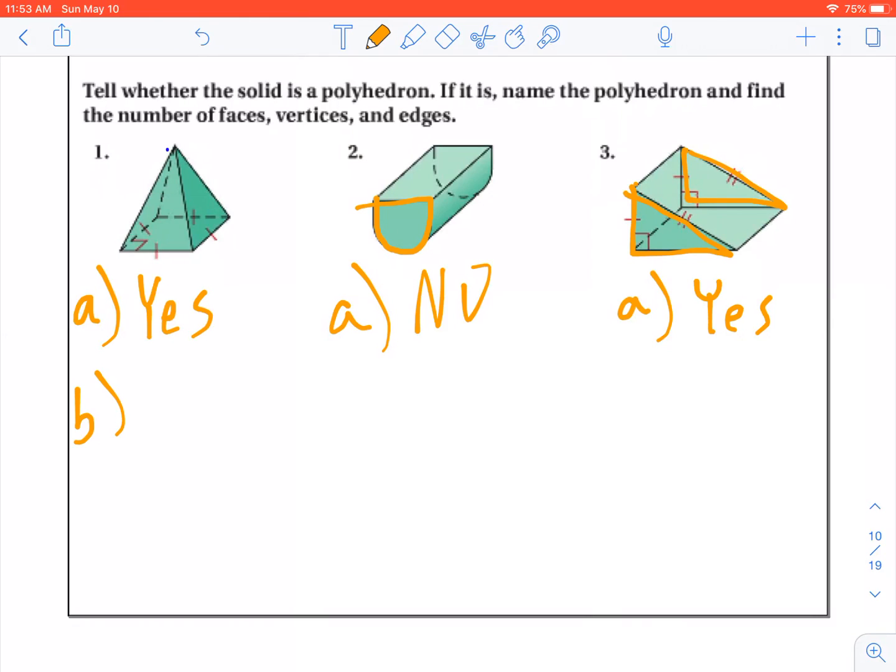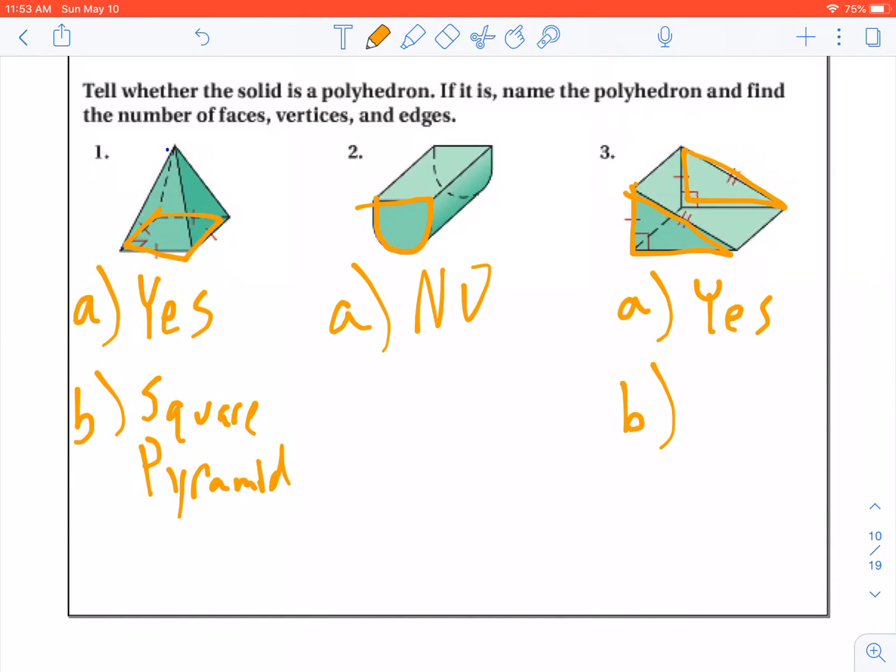B wants you to be able to go through and name that polygon. So for number 1, it is a pyramid, and then we just have to identify the base. So the base here is that square on the bottom. So it is considered to be a square pyramid.